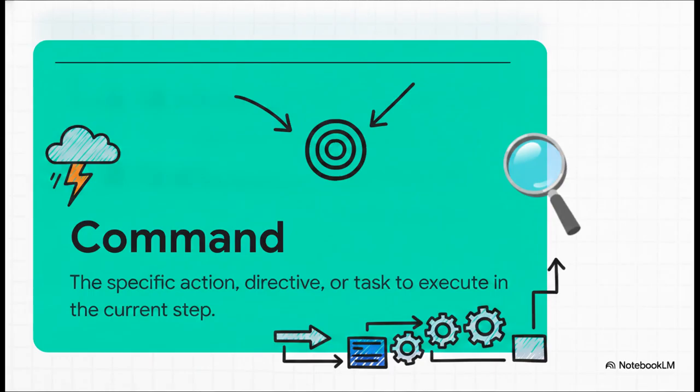And here's where the magic happens. When you combine a command with a specific agent and a specific mode, you get this incredibly highly targeted, context-aware prompt. It literally leaves zero room for the AI to wander off track and hallucinate.